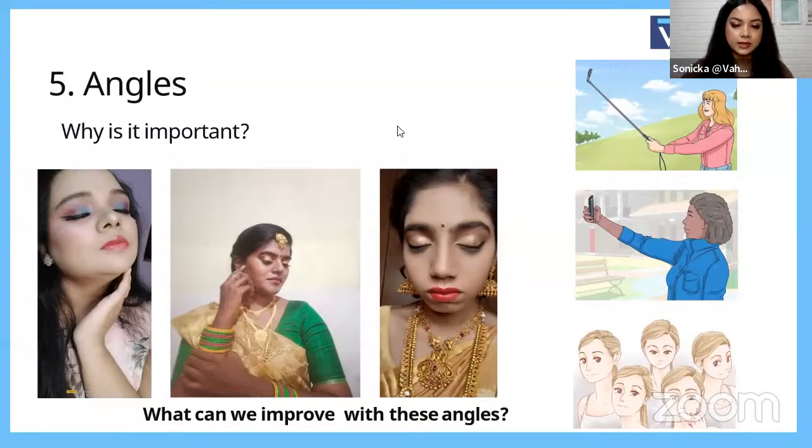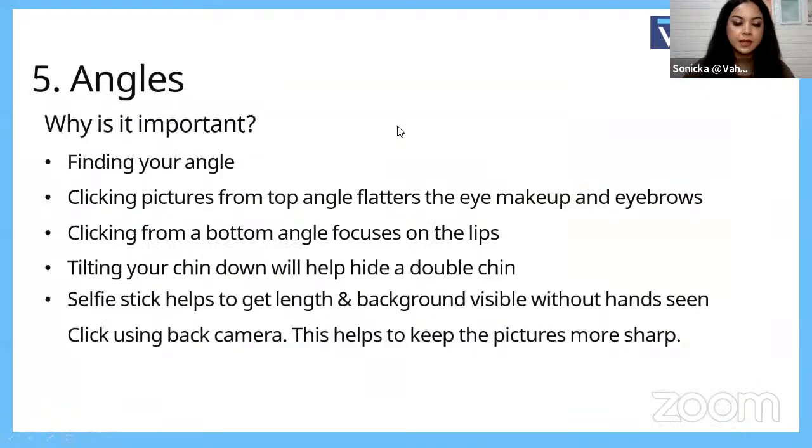So let's look at some more things. And this is basically what I spoke to you about all this while. So first we spoke about finding the correct angle. I told you to experiment. Take left, right, top, down, straight, little tilted, little not tilted, chin out, chin back. Try different ways of clicking pictures. You'll find out the perfect angle for you.